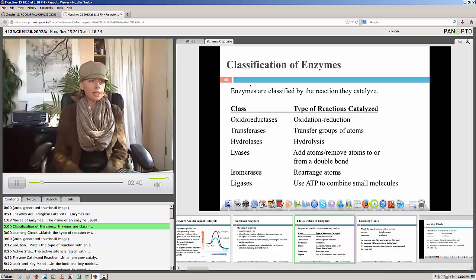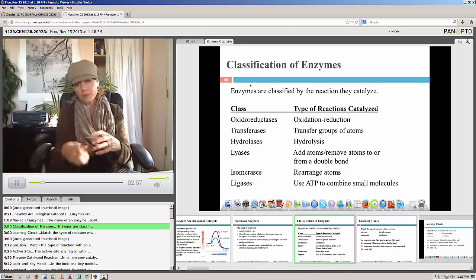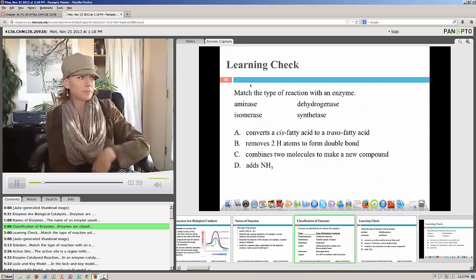A lyase is able to remove double bonds or add atoms to double bonds. Isomerases rearrange atoms into different isomers. And ligases are able to use energy in order to perform synthetic reactions within the body.